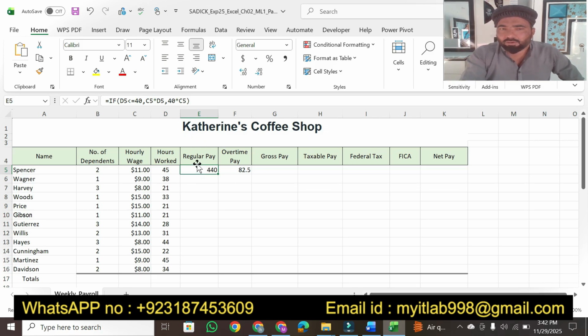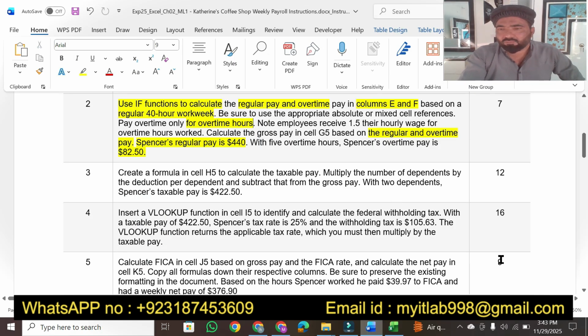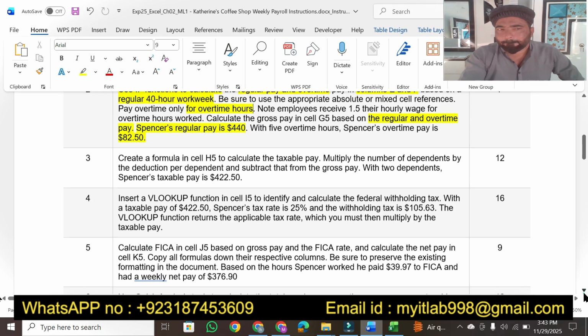In part A we have to work on regular pay and there we use a function. Then we just move toward part B of question number 2. There we have to find overtime pay, okay, and we have found it now. Now after solving question number 2, we are moving toward question number 3.